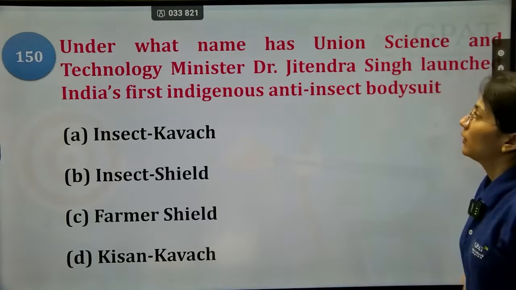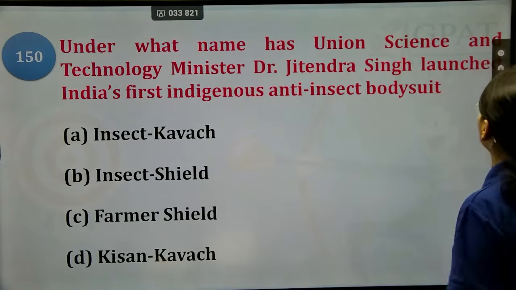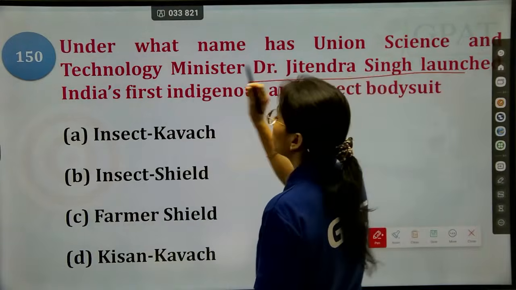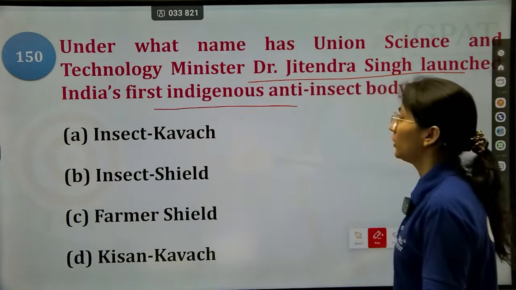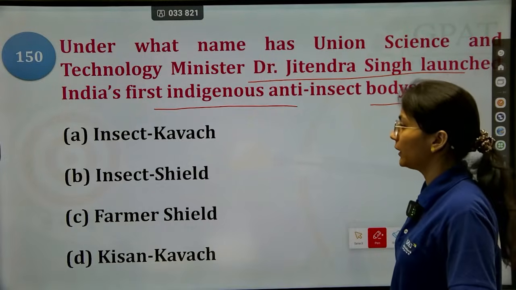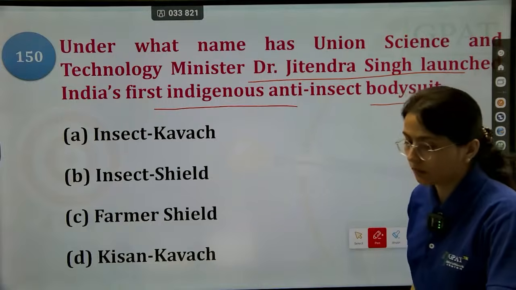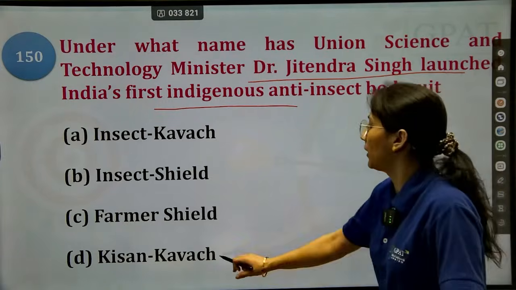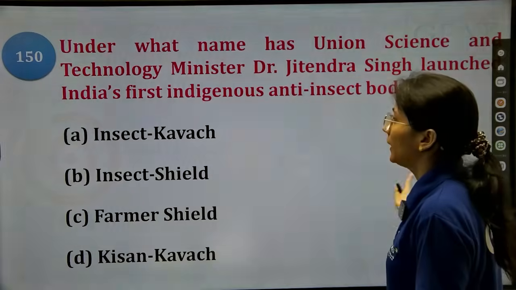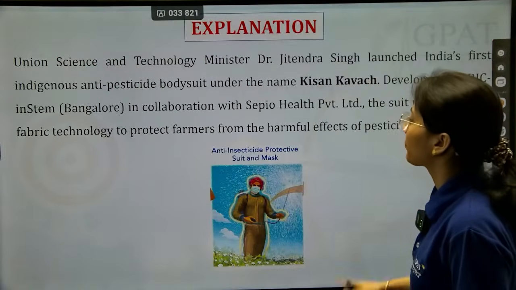Next, under what name has Union Science and Technology Minister Dr. Jitendra Singh launched India's first indigenous anti-insect body suit? Insect Kavach, Insect Shield, Farmer Shield, Kisan Kavach. The answer is Kisan Kavach, option D. Next is question number 151.